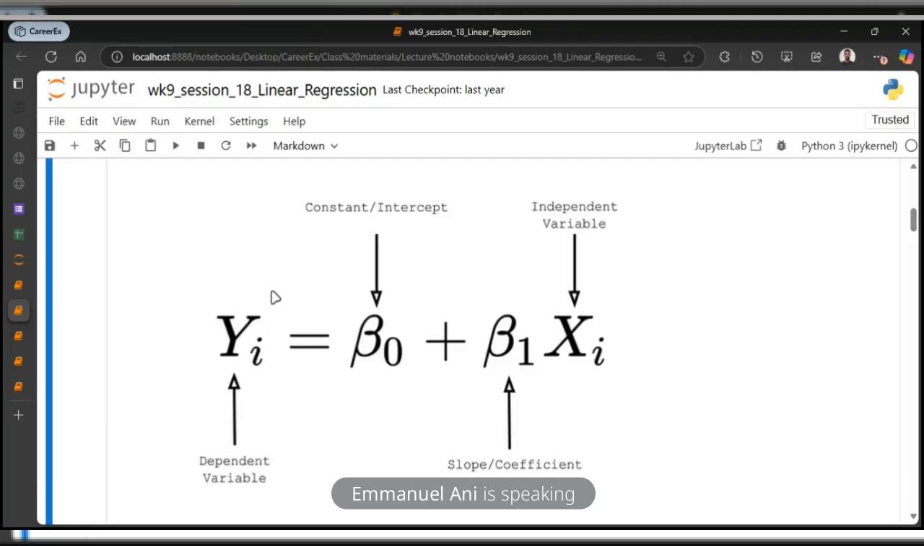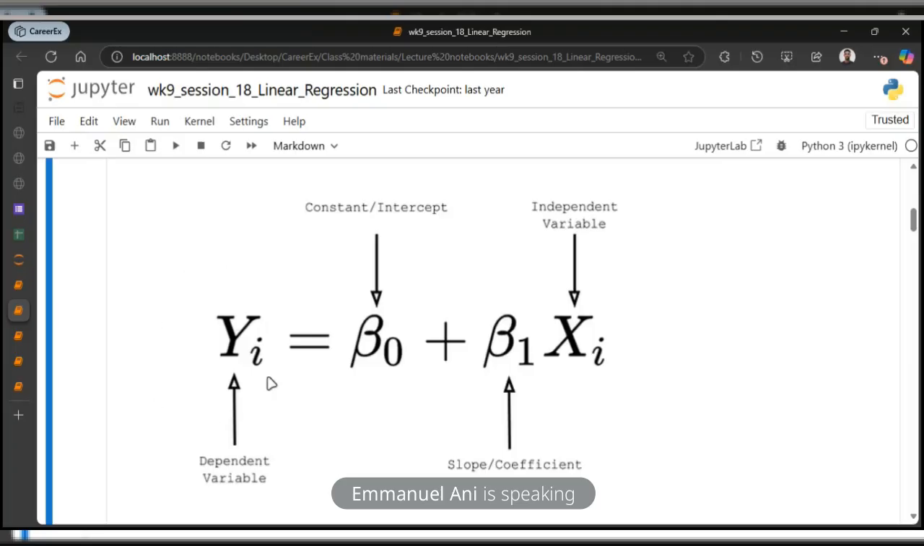So it's a lot of step-by-step mathematical process, and that is where you're going to see your algebra coming in, and all of those mathematical equations. Let's not even go there for now. But this equation here is the simple linear regression equation.